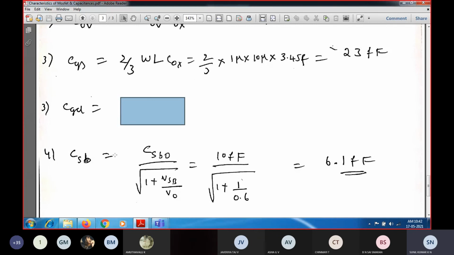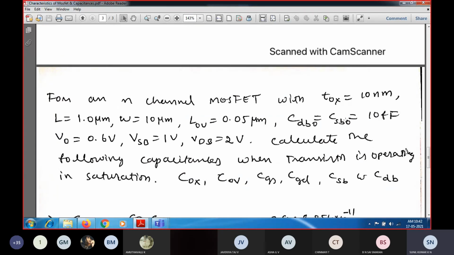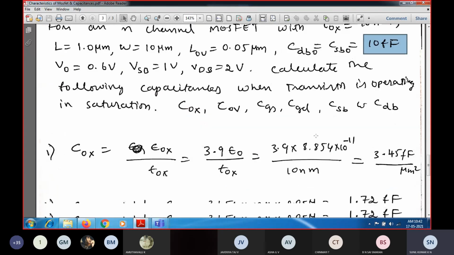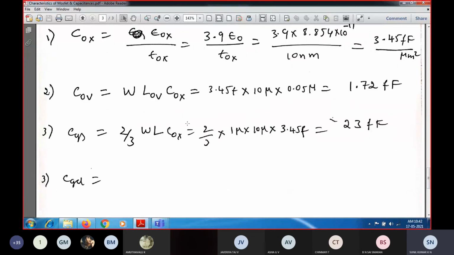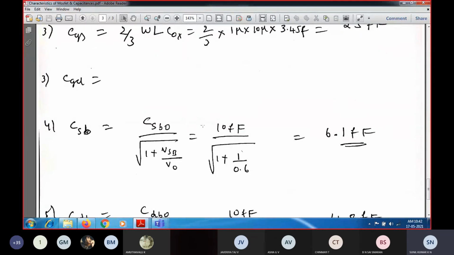So CSB is equal to what? CSB is CSB naught divided by square root of 1 plus VSB divided by V naught. CSB naught he has given is 10 femtofarad, CSB equals CDB, with the depletion reverse bias voltage 0.6 volts. VSB is equal to 1 volt. So 10 femtofarad divided by square root of 1 plus 1 over 0.6. If you substitute the values, you will be getting 6.1 femtofarad.